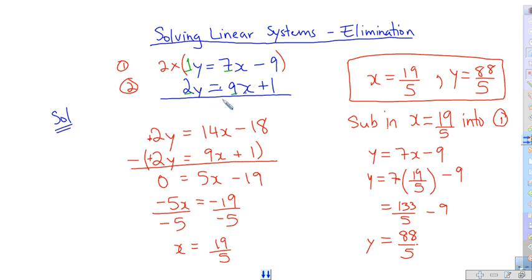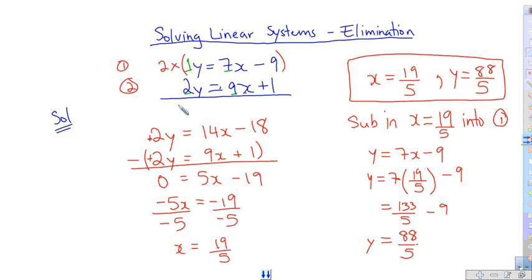So even when the coefficients are not the same, if they can be made the same easily, then you can still use the elimination method. If they were both hard, in the case of the 7 and the 9, you can see that this is difficult to make the same because you have to multiply this equation by 9 and this equation by 7 to make those the same.